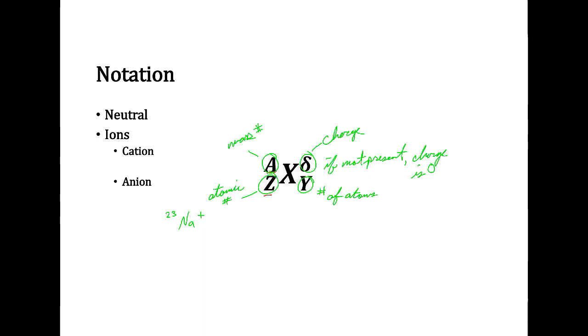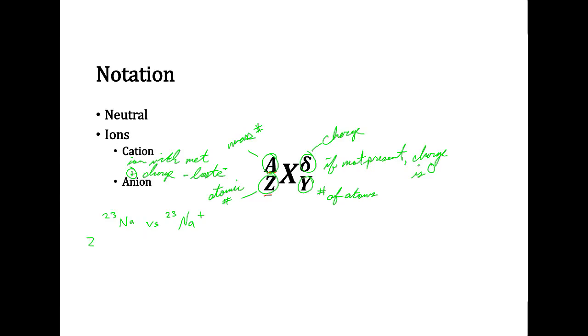Okay, so that is what we would call a cation. And a cation, by definition, is an ion with a net positive charge. So if you have a net positive charge, that means you lost an electron, because recall that electrons are negatively charged. So let's go ahead and compare sodium 23 to the sodium 23 cation.